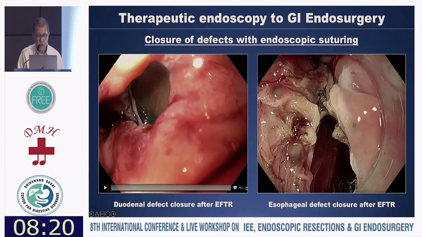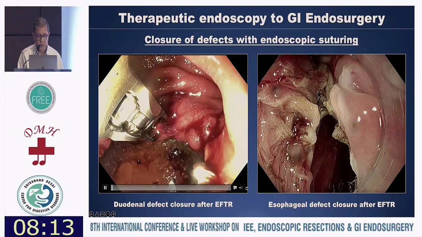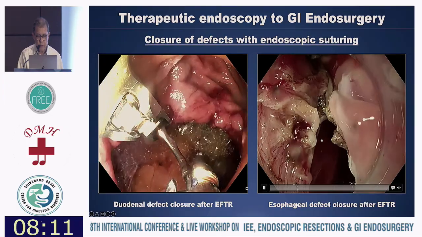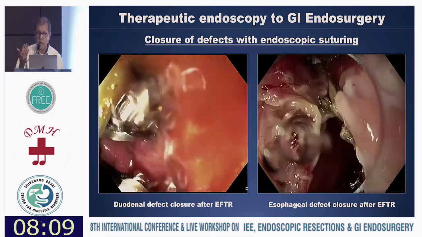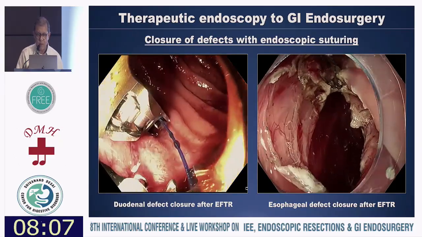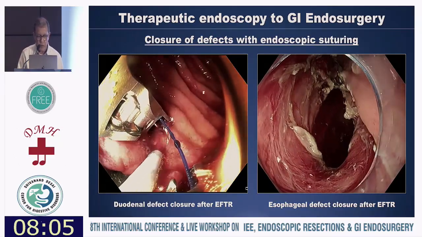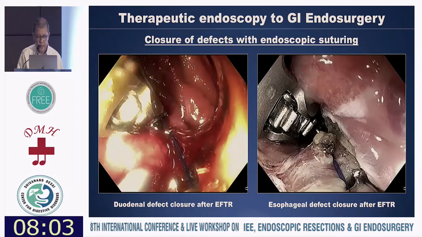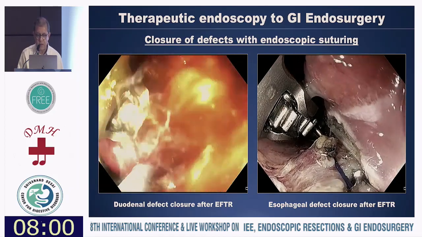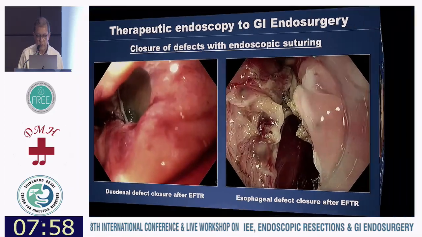Well, suturing devices created a completely different revolution, and you see here, even after doing a full thickness resection in the duodenum, or even if we did a full thickness resection in the esophagus, we could easily close these defects by using suturing devices. You see here, on the left side, we are using a suturing device to close a duodenal defect. On the right side, we are suturing an esophageal defect.